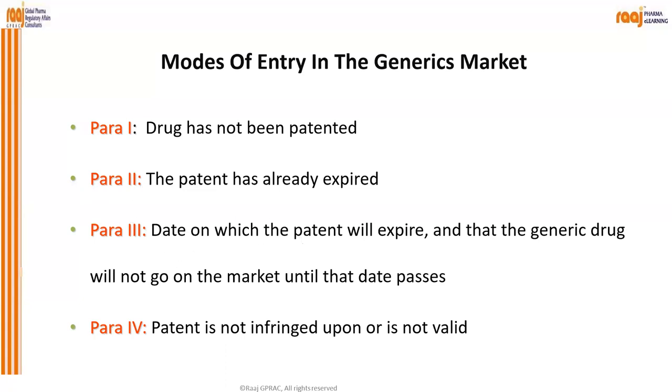So this becomes your basis for ANDA submission. Most people go for Para 2 and Para 3. But some people, and even I have personally filed a Para 4 application when I was working at Sandoz and Glenmark. It depends on your company's regulatory strategy, patent strategy, and how you study the innovator's product in very great detail and depth, and then you develop your own product and prove it with respect to safety, efficacy, quality, and so on.